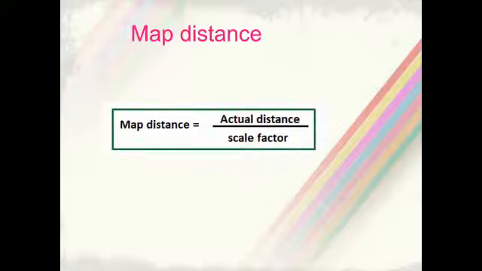Okay, so before we explain, we have to follow two formulas, map distance and actual distance. Now we will go into detail on how to find the map distance. You have to write the formula: map distance is equal to actual distance divided by scale factor. Then in between you have to change the centimeter into kilometer and kilometer into centimeter.